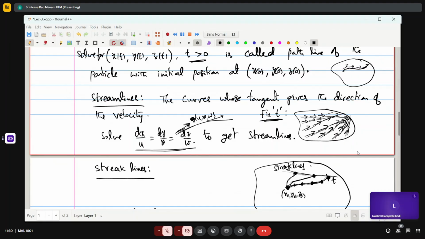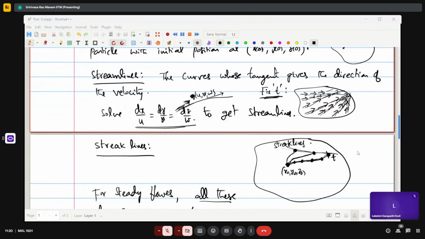So how do we solve this one? Another way of looking at streamlines is this: the velocity components u, v, w are parallel to the displacement, so the cross product of the velocity with dx, dy, dz, that is your dr, dx by dt, dy by dt, dz by dt, is equal to 0. You consider this and you will get your equations.